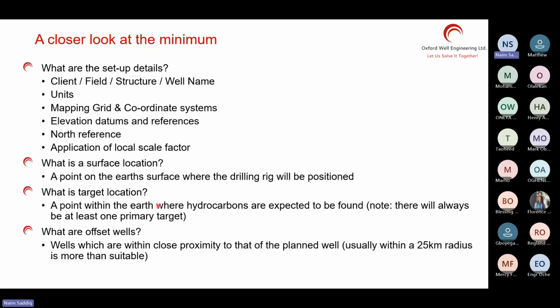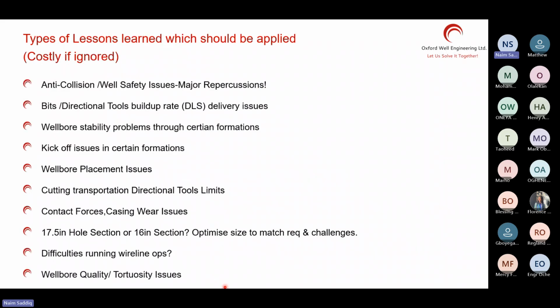A little bit more detailed explanation of it. Lessons learned from the past. You want to improve your plan. So you want to get anti-collision information, anything that had been bothering them. Was the kickoff okay or not okay? If the kickoff was not okay in the past, kick off deeper. So you know the kickoff depths were not good. So you suggest to them, okay, I will kick off 500 feet deeper or whatever.